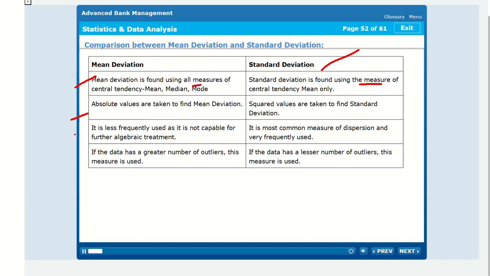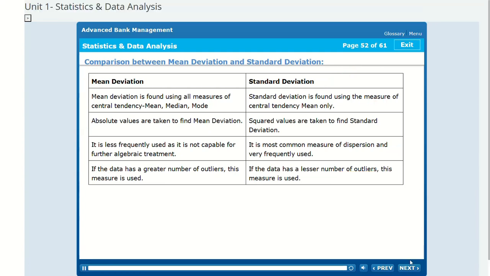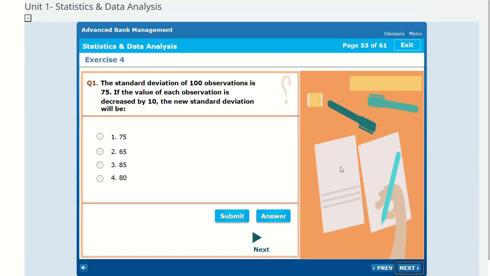Mean deviation is less frequently used as it is not capable of further algebraic treatment. Standard deviation is the most common measure of dispersion and very frequently used. If the data has a greater number of outliers, mean deviation is used. If the data has a lesser number of outliers, standard deviation is used. Exercise 4.